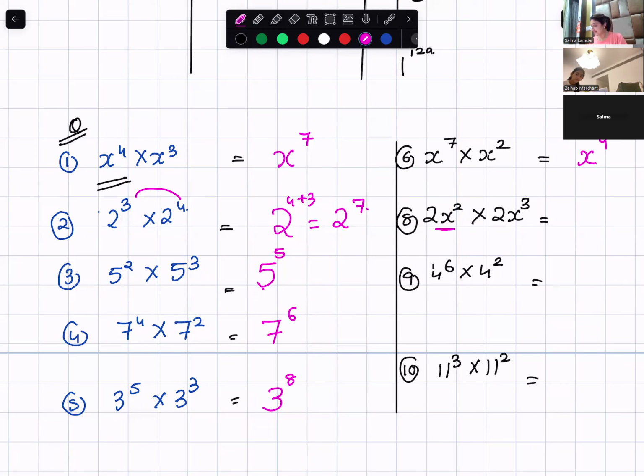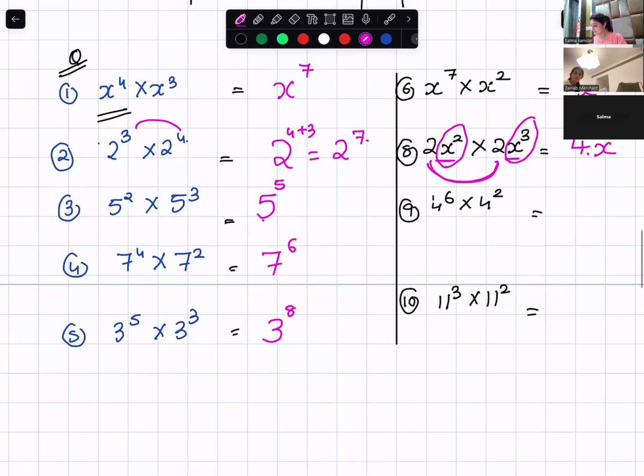Come on, first simplify the X part. This one, the 7th one, will be X to the power of what? 5. X to the power of 5. So 2X to the power of 5. Okay, first I simplified X, right? Now 2 into 2 will be what? 2 into 2 is 4. Done. So 4X to the power of 5.